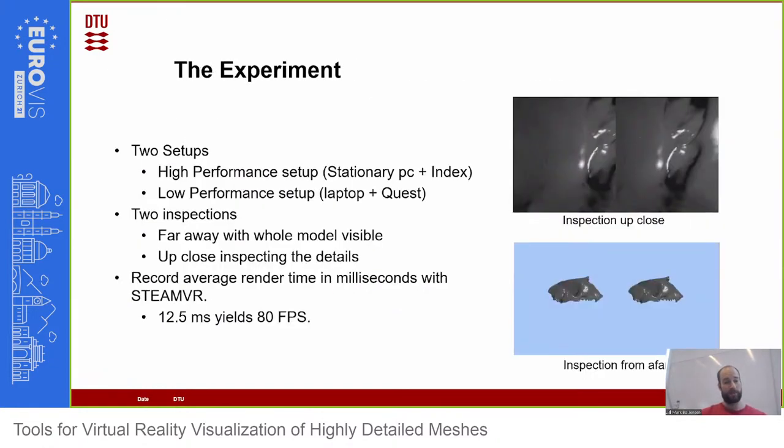The experiment itself has two setups. We have a high performance setup with a stationary PC and a Valve Index. And then we have a low performance setup with a laptop and an Oculus Quest. We inspect the meshes from two views. We have one where we see the entire mesh from afar to get the big details. And then we have one where we look at the meshes up close, where we look at some of the smaller details. Every experiment is carried out in virtual reality. And we do this through SteamVR, which outputs the render time in milliseconds, and then we take the average of that. And if we want to hit 80 FPS, which is a good target or threshold to look at, then we need 8.5 milliseconds on average for each frame.